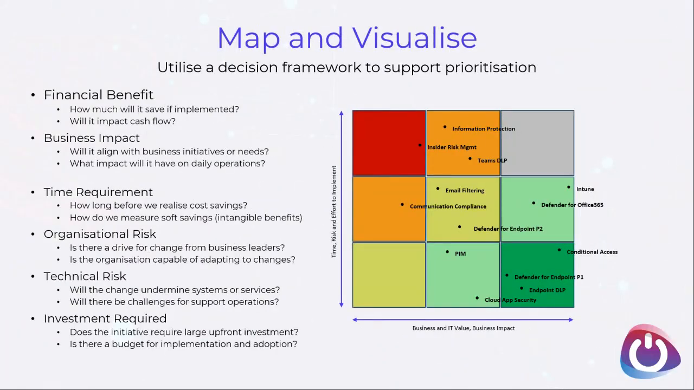We visualize that. So leading on from that spreadsheet, we start mapping these. On the vertical is our time, risk, and effort to implement something. The longer it takes, the more time, the more cost it's going to be. And then across the horizontal is the business and IT value, the impact, the win for the organization. So we start mapping the tool sets into this.